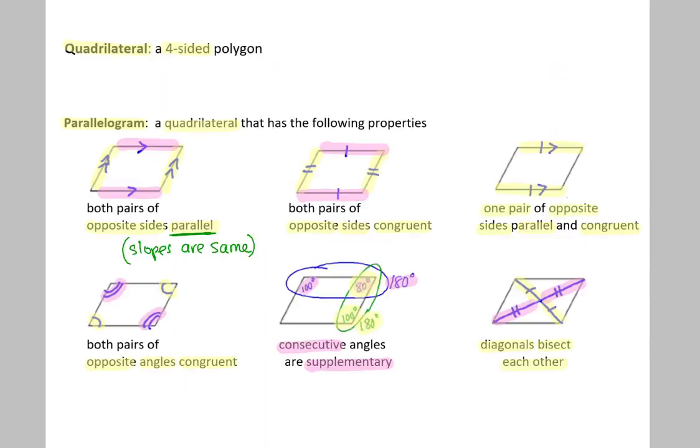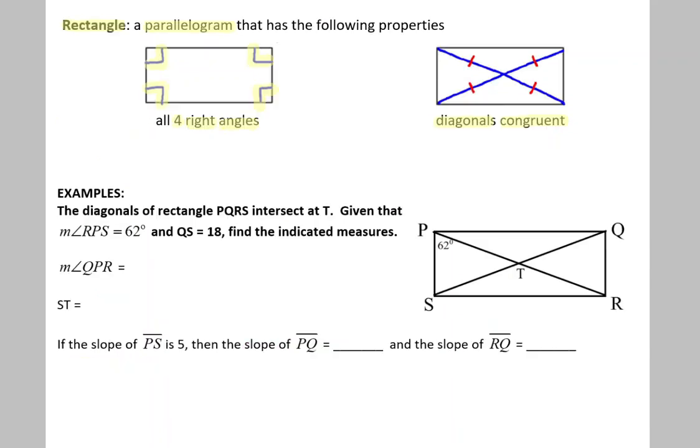So remember, from being a parallelogram, the diagonals must bisect each other, cut each other in half, but in a rectangle, they also will be congruent to each other. So this half, this half, this half, and this half are all congruent pieces. Let's look at some examples.